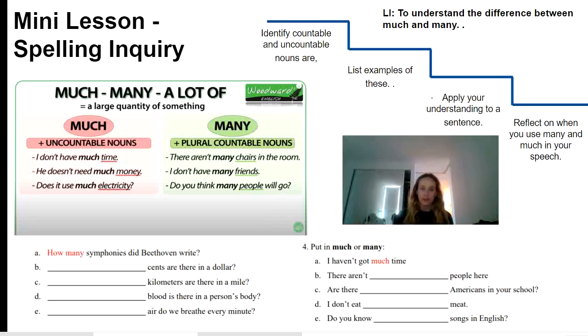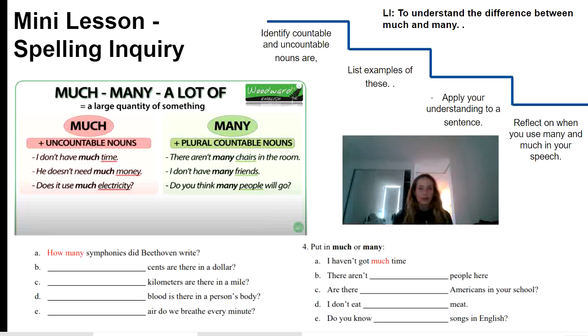So chairs, 1 chair, 2 chairs, 3 chairs, 4 chairs. People, 1 person, 2 people, 3 people. Friends, 1 friend, 2 friends, 3 friends. Countable nouns are also more common nouns in our language. So book, glass, bottle, hanger, pen, pencil. These are all countable nouns. So they're things that you can count.